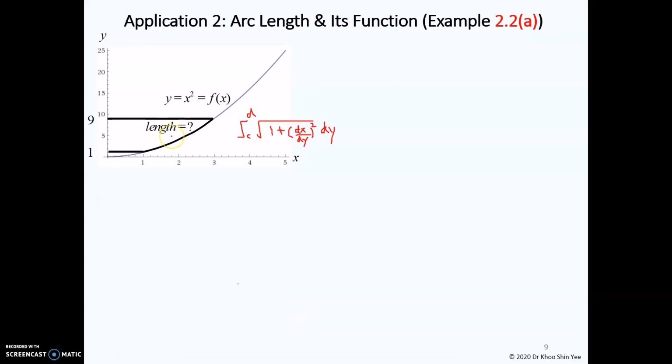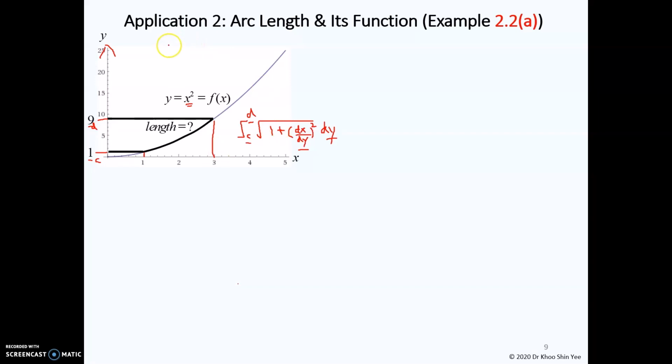Let's solve the same problem by using the second arc length formula. So in this formula, we are using the dx over dy instead of dy over dx. And the lower and upper limit is in the y-axis because you integrate with respect to y, and your c is equal to 1 and your d is equal to 9 here. This can be found by substituting x equal to 1 inside this formula. You obtain your y equal to 1 here. Substitute x equal to 3 here. Inside, you should obtain y equal to 9.